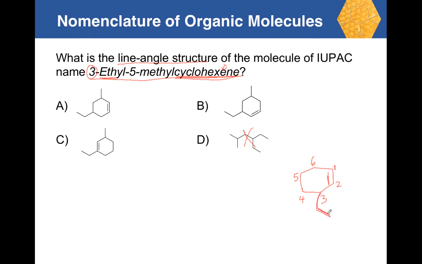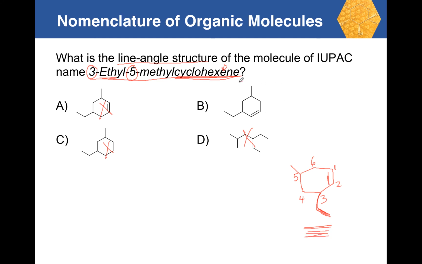Notice that's an ethyl. And carbon number 5, we have a methyl, using the line angle representation. So you can see that this is not the molecule, it doesn't look like this. This is not the molecule, it does not look like this.